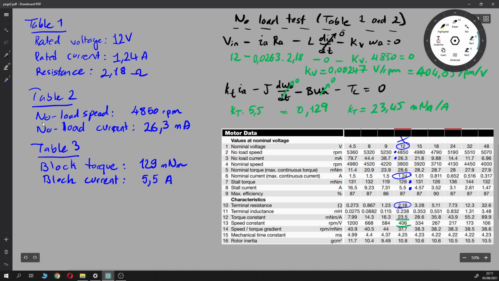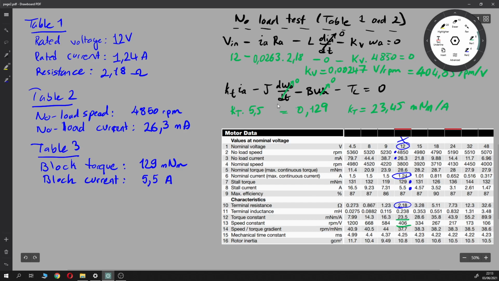So we are applying a no load test. So we have a specific speed, and the current is not changing. We have a no load current. Let's say this is a stable current, it's not fluctuating, so the derivative of the current is 0. We have input voltage as 12, and if we substitute these parameters, we have a solution here. This is just a basic numerical solution, and we have 404, which is very close to the datasheet value here.